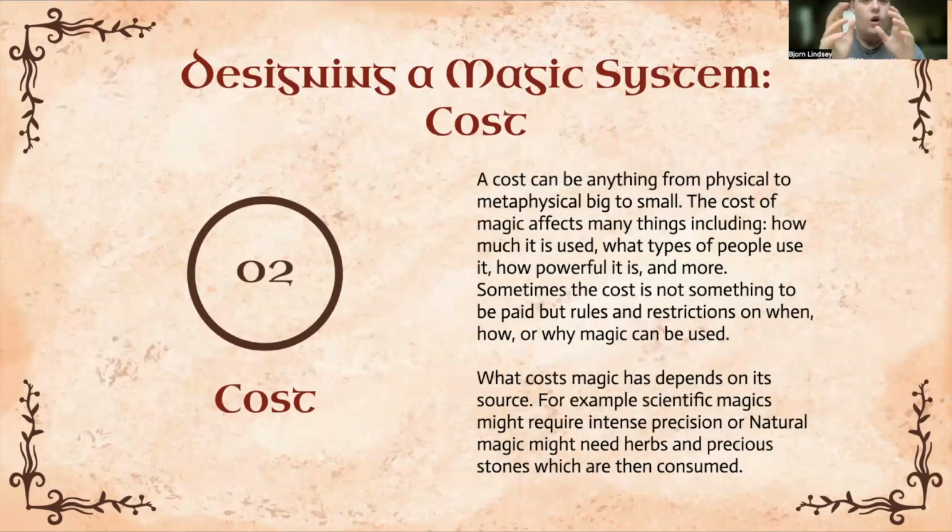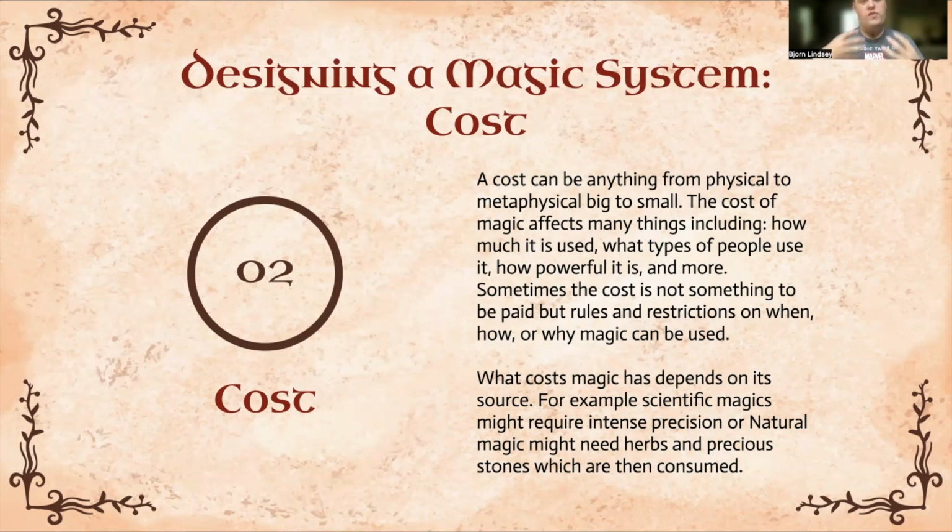Now, the cost of a magic system. Usually you would think of some sort of stamina resource or a pool of magic energy. But the cost does not actually need to be something that is paid. It could be restrictions, like only good people can use this type of magic. Or it could have weirder costs, like to practice magic at all, you need to give up your firstborn child. Things like that.